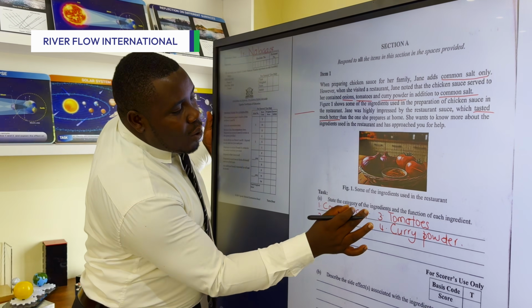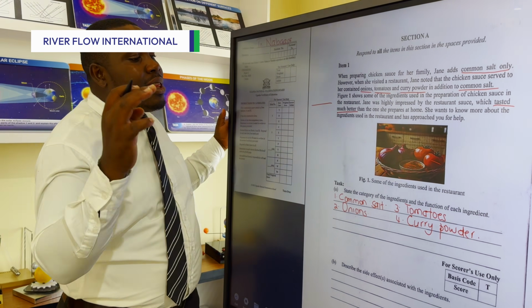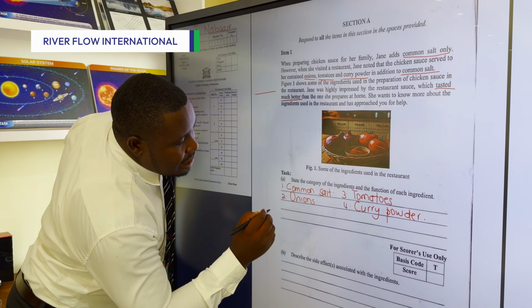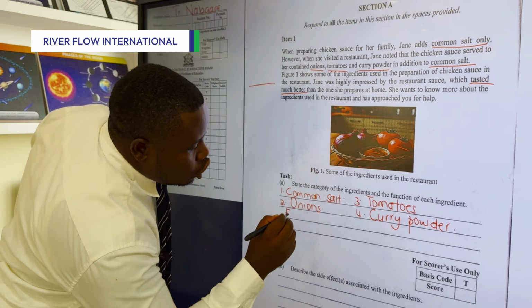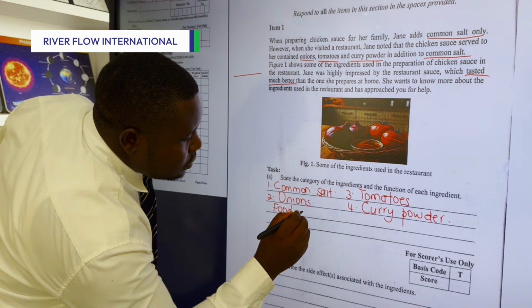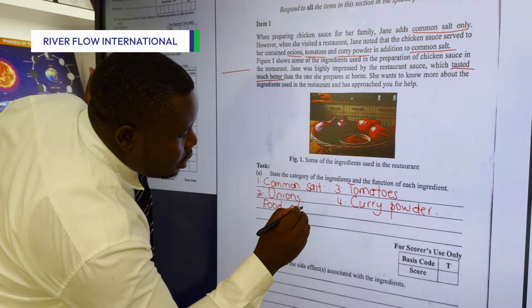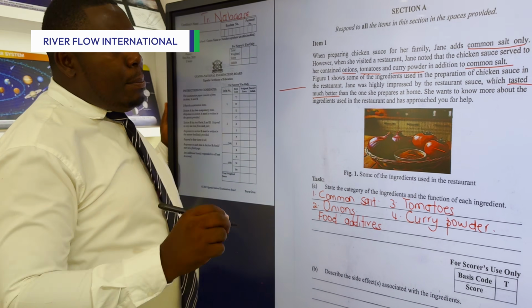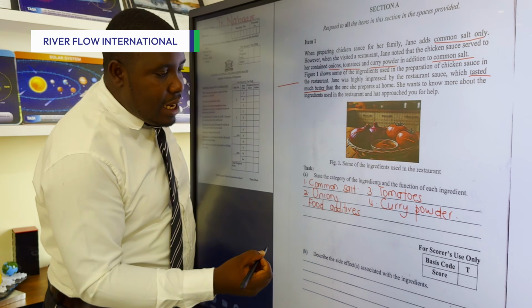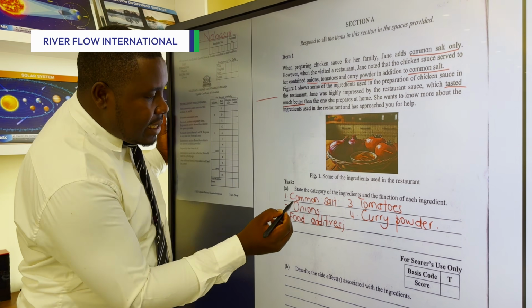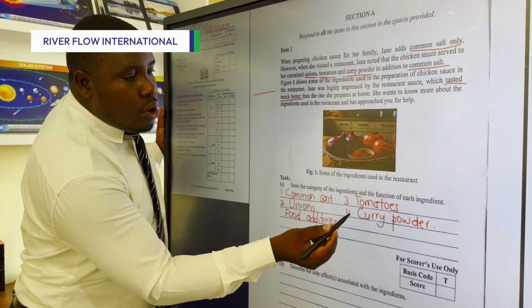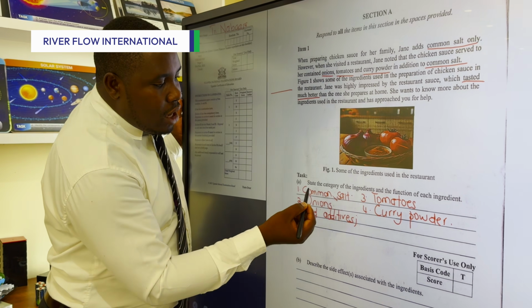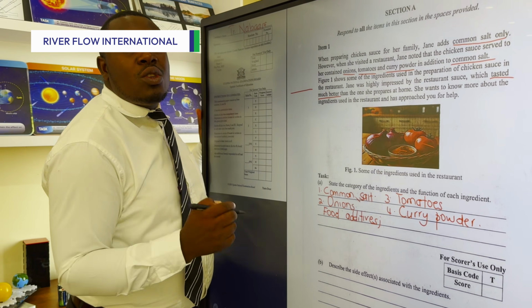Now, they want us to categorize these ingredients. How do we categorize them? When you look at all these ones, you can realize that all of them can be categorized under food additives. But not only just food additives, when you look at common salt and curry powder, you see that these ones are man-made. But when you look at onions and tomatoes, you realize those ones are natural.